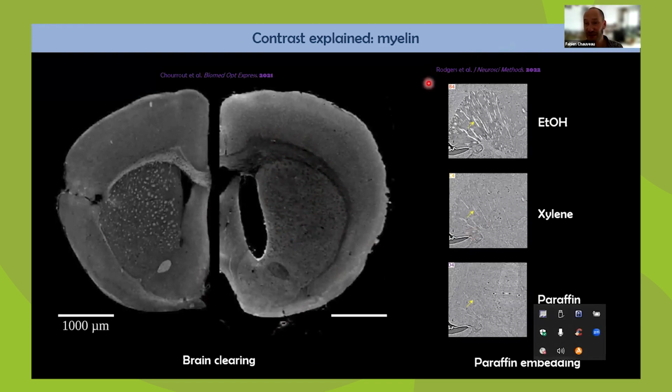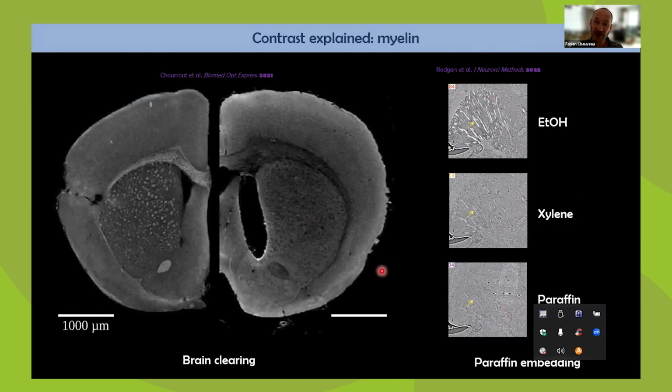And the second one is from this beautiful study where they actually scanned the same brain at different stages during paraffin embedding. And you see that the white matter contrast is still there after the ethanol step, but then disappears after the xylene step, which is not to remove the lipids, and there is no more white matter contrast when you look directly into the paraffin block.